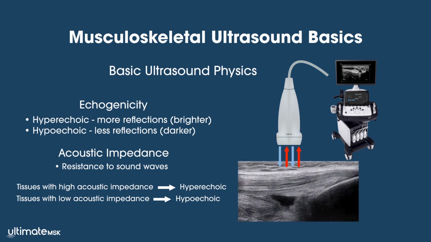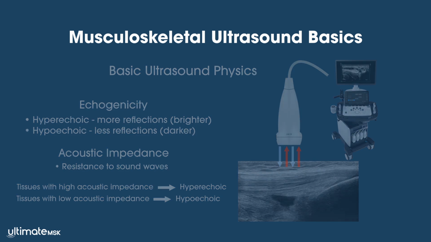In this ultrasound image of a knee effusion, both hyperechoic and hypoechoic structures are visible. The echogenic bony cortex, the hyperechoic quadriceps tendon, and the hypoechoic fluid within the suprapatellar recess are clearly identified. With this foundational understanding of basic ultrasound physics, let's examine the sonographic appearance of various musculoskeletal structures.